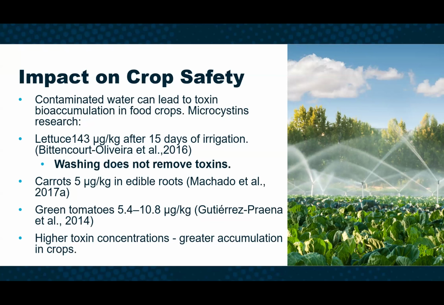Washing was not able to remove these toxins. And that, for me, is the concerning part. That means that we need to start thinking about what can we do to make this safe. The biggest correlation from these studies is that the higher the toxin concentration in the irrigation water, the greater the accumulation in the crops. Therefore, we should be using water sources that don't have harmful algal blooms, or we should start thinking about remedial measures.